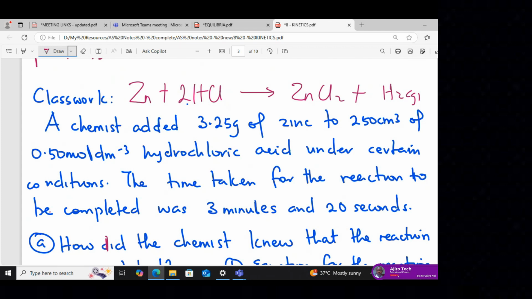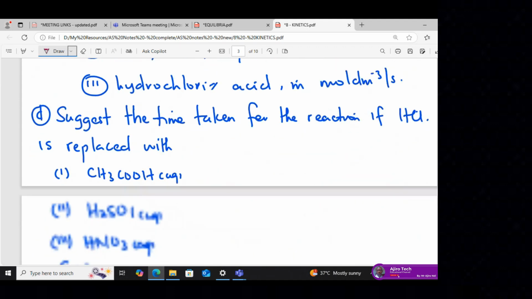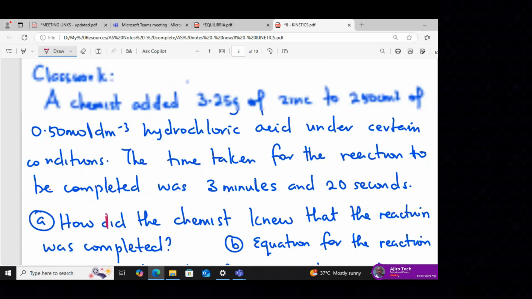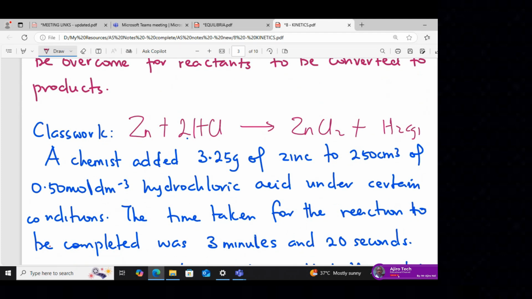How do you find the mole of acid? Mole equals concentration times volume over 1000. Am I right? Yes. Are you sure you remember that? Yes, sir. Good. So find the mole of zinc. That will be 3.25 over what? 65. Mole of acid, that is 0.5 times 50 over 1000. Is that okay?